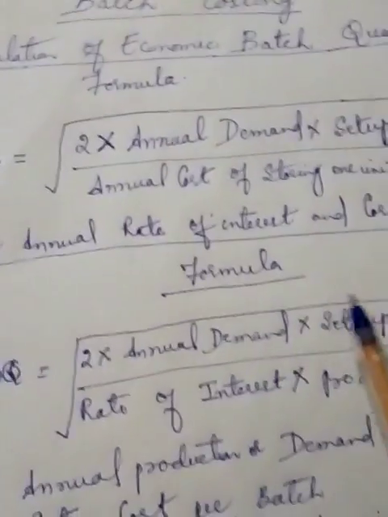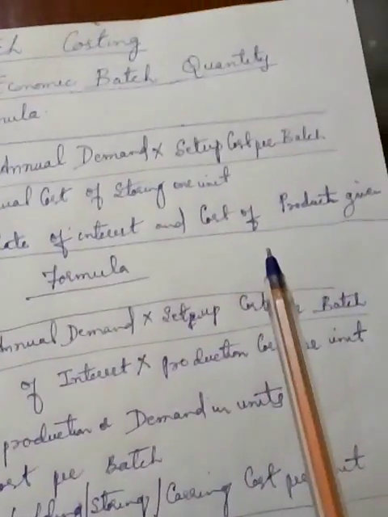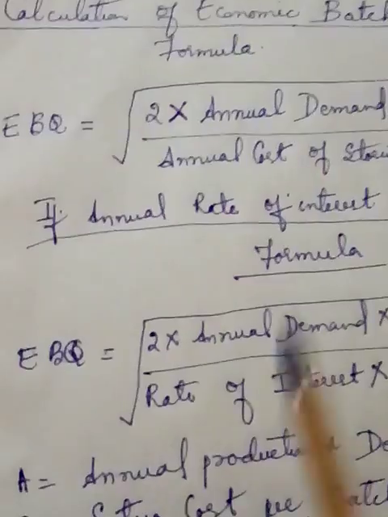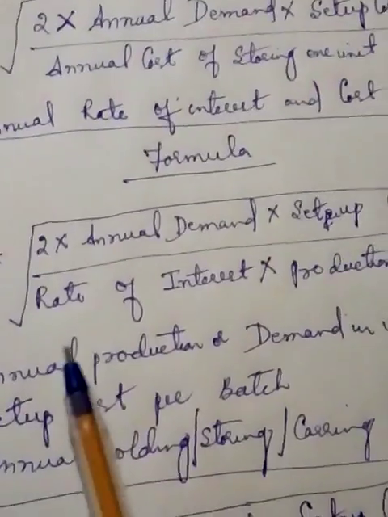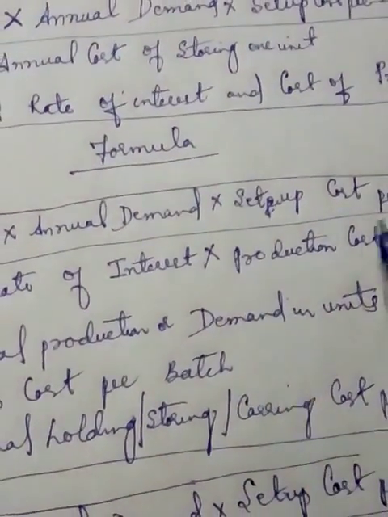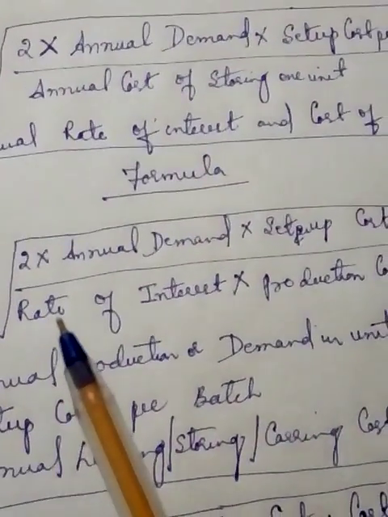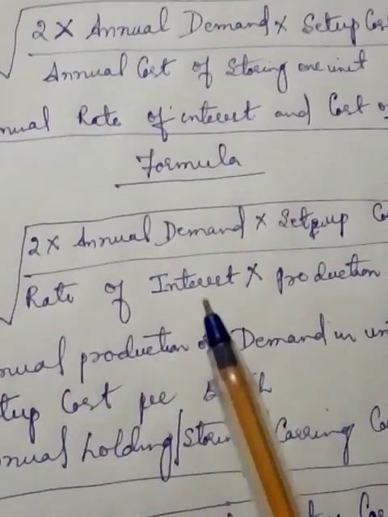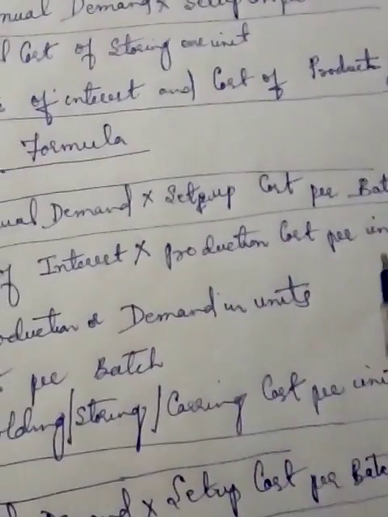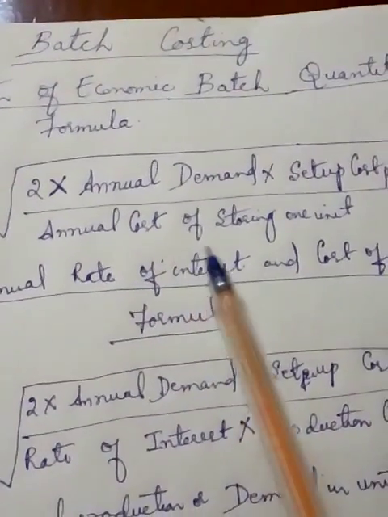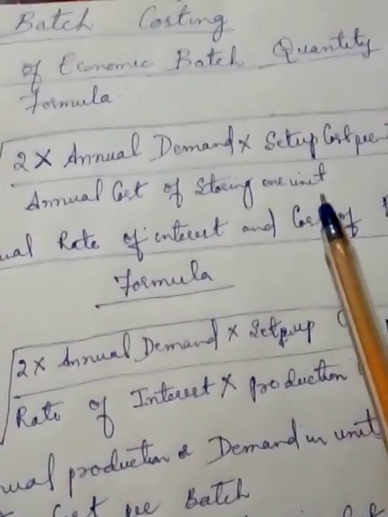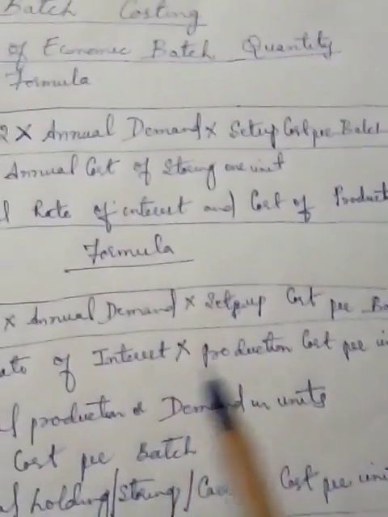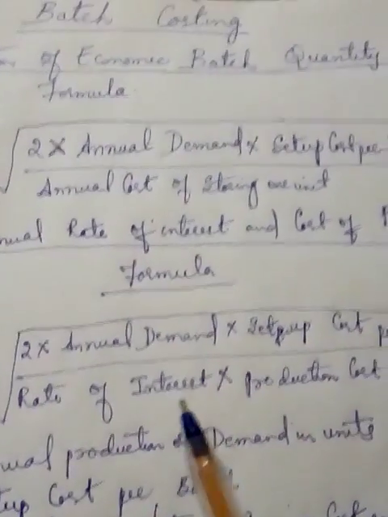So if annual rate of interest and cost of production are given, the formula will be economic batch quantity, 2 into annual demand and setup cost per batch. This remains the same, that is the numerator. In case the rate of interest is given, we need to take rate of interest into production cost per unit. If rate of interest is not given, we take in the first formula only annual cost of storage per unit. So here rate of interest is given, we are considering rate of interest.